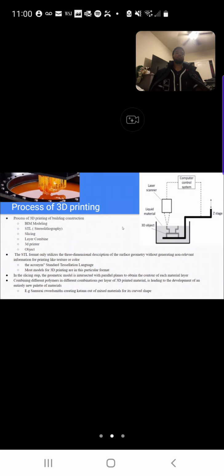Now, I want to also take this time to go over the process of 3D printing. So what I just showed you in the last slide was just the schematic mentality behind it. Now, here is the list along with the breakdowns on a few certain topics. So we have the building information modeling, which is followed by stereolithography, also known as STL. Next is slicing, followed by layer combine. When you knock out all these four, then we get into the 3D printing process, which ends off with the formation of our so desired object.